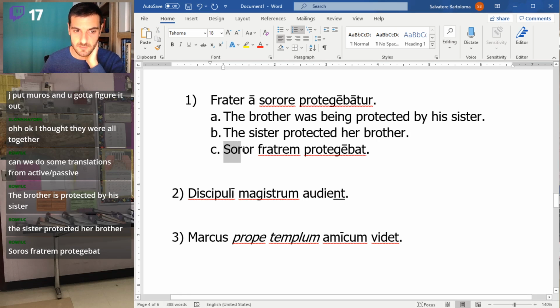So because this is third person singular, this is third person singular, but it's active now. So please don't do the thing where you just change that tur back to a T. In this situation, that is the correct verb form, but that's not always going to be the case. The sister was protecting her brother.